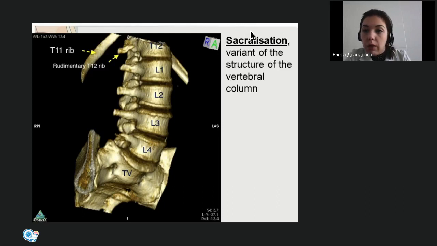An opposite variant is lumbalization, when the first sacral vertebra does not fuse with sacrum and it looks like the sixth lumbar vertebra. So in this case, we say that there are six lumbar vertebrae and sacrum consists of only four sacral vertebrae. Such a variant is named lumbalization.